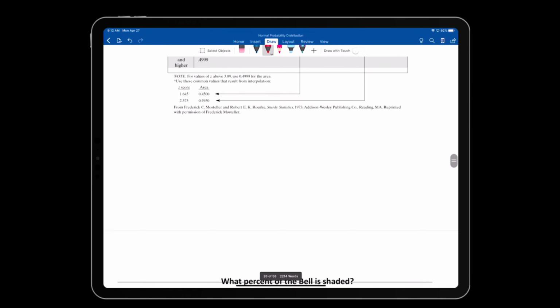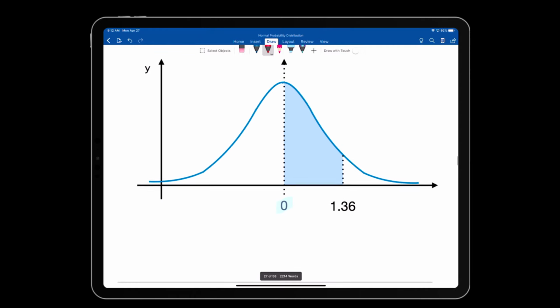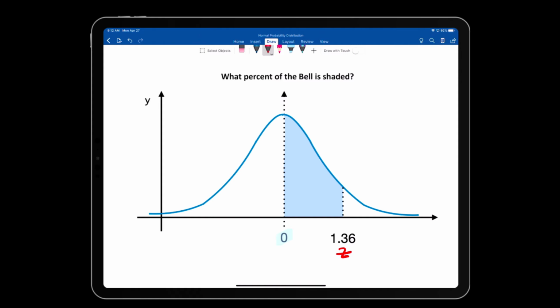Good. Okay. So here's our first question. What percent of the bell is shaded? This is a standard normal distribution. The center here, the mean, is 0. Positive values are to the right of 0. Negative values are to the left of 0. So in this example, this is my Z, ladies and gentlemen. Z here is going to be 1.36. I have to find, using the table, what's that value for Z? What percent of the bell is shaded?